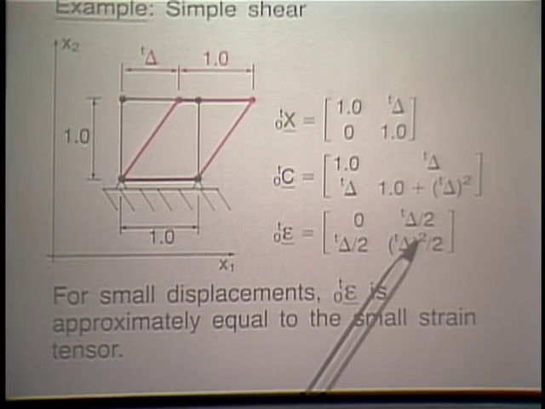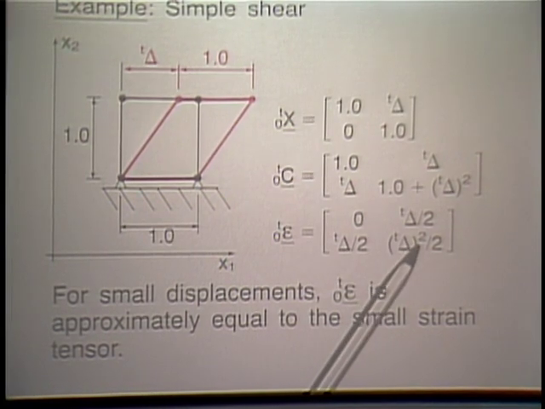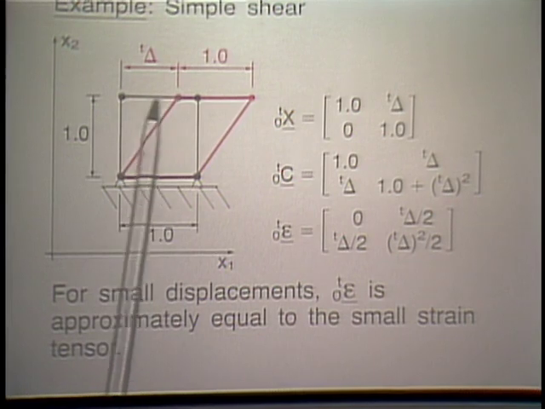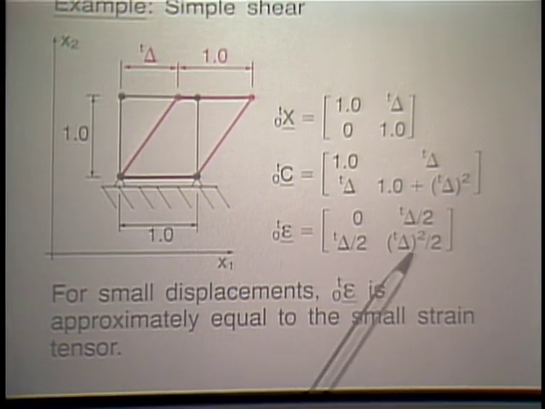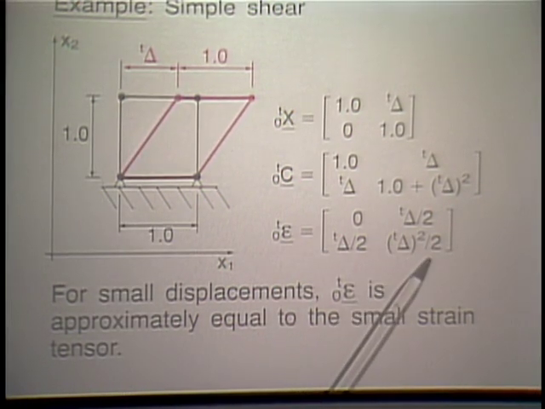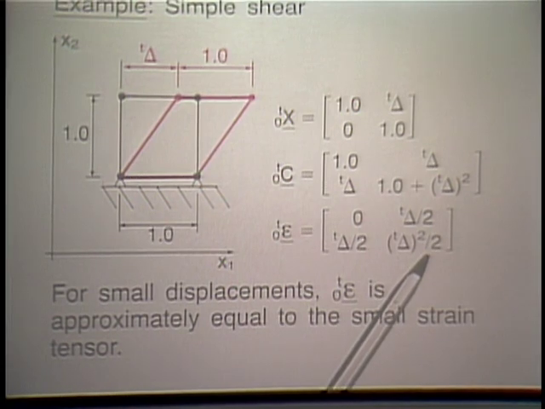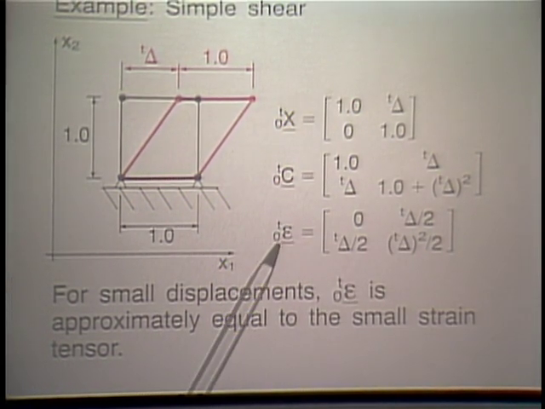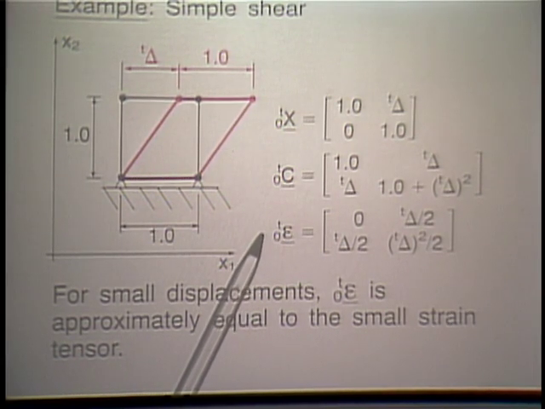And that is also signified by the square term. In other words, if indeed the motion is small in this direction, then this would become 0, at least approximately 0, when compared to these terms. And it means that the Green-Lagrange strain tensor reduces to the infinitesimal strain tensor that we are so familiar with.